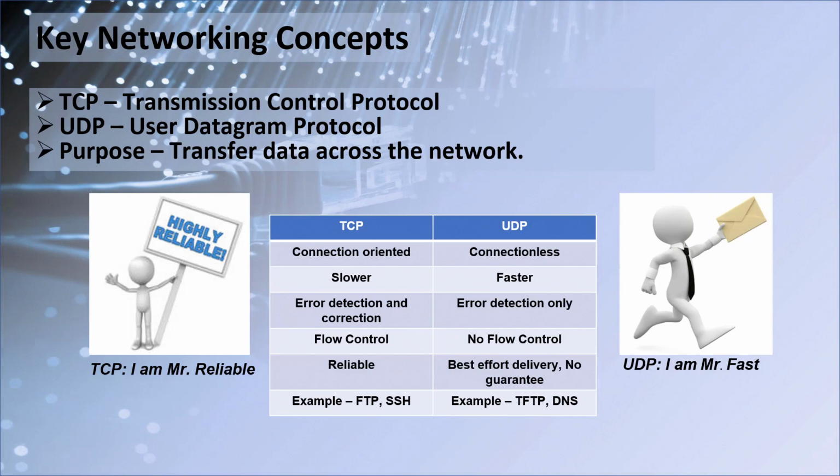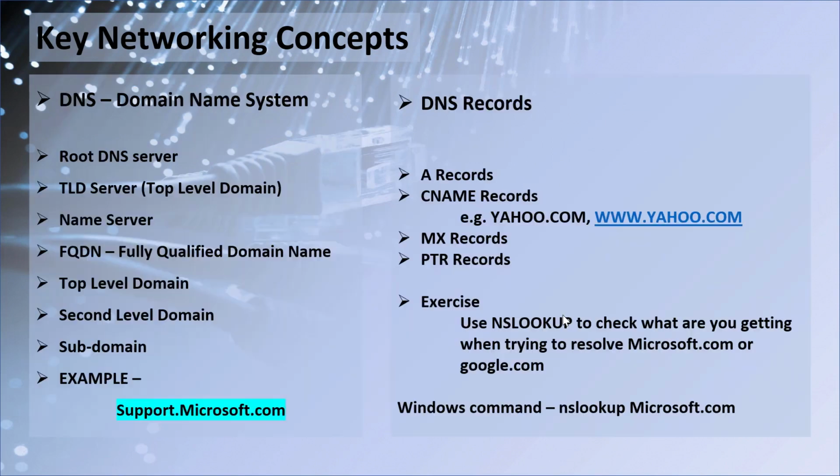An example will be FTP, File Transfer Protocol. That is one of the examples of TCP. And DNS is one of the key services that runs on UDP. So TCP is Mr. Reliable and UDP is Mr. Fast. That is the key.